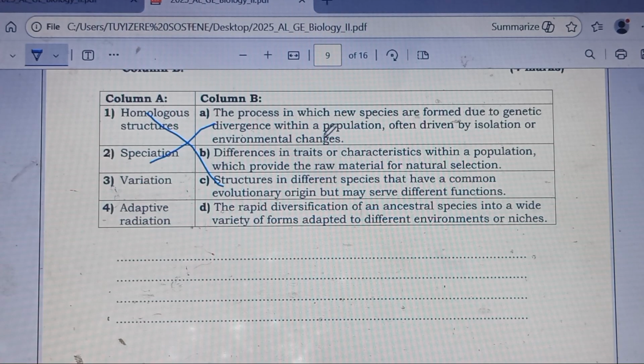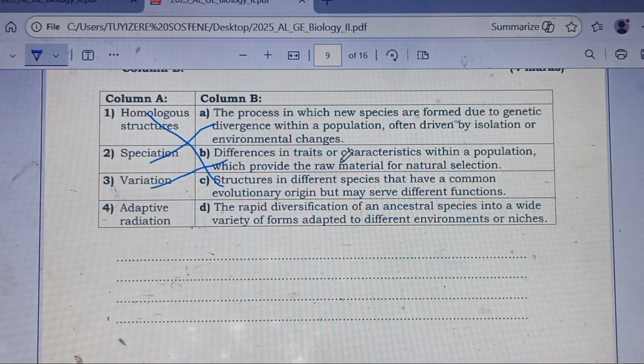The process in which a new species is formed due to genetic divergence within a population, often driven by isolation or environmental change. For 3, it corresponds with B.